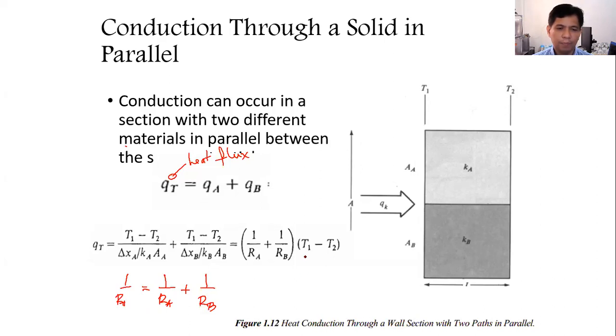Then this part is simply your delta T. I hope this equation now makes some sense. I assumed you haven't forgotten V equals IR, and also resistance in series and resistance in parallel. That's basic physics, right? So I hope this equation is more logical.